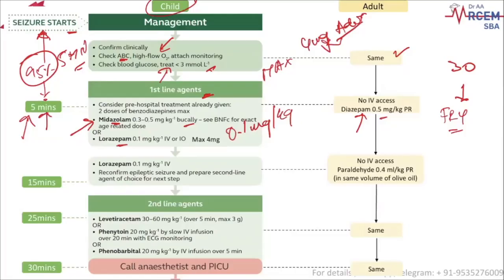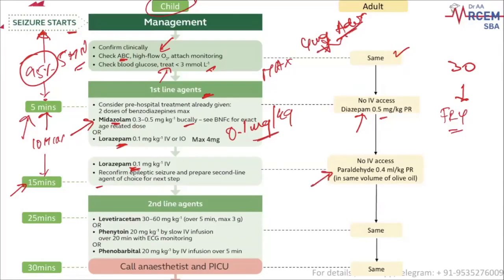You have given the benzodiazepine, for example, lorazepam. You have waited for 10 minutes. After 10 minutes, that is 5 plus 10, it becomes 15 minutes since the onset of the seizures. So after 15 minutes of the onset of the seizures, if the patient is still seizing, you will give a second dose of benzodiazepine. For example, if you have given lorazepam, continue giving lorazepam, one more dose, same dosing, 0.1 mg per kg in pediatric age group. In adult, it is 4 mg that you will be giving.